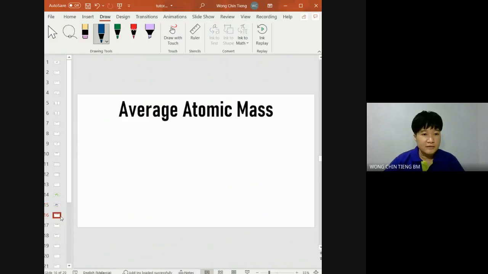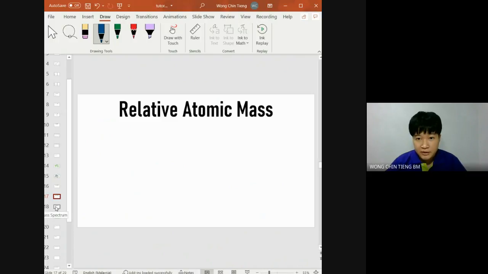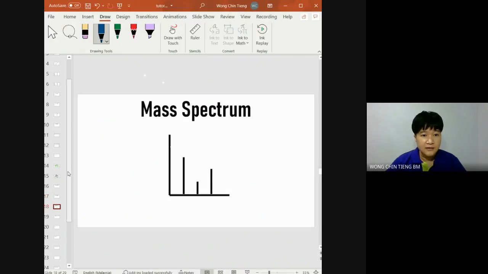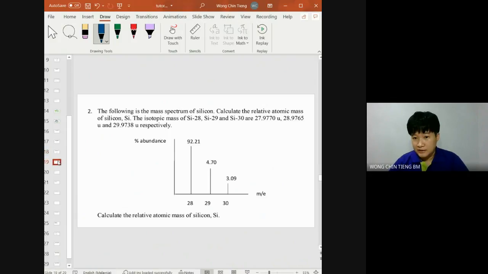Okay? So next, we have talked about average atomic mass yesterday, right? We have talked about average atomic mass and also relative atomic mass yesterday. Ada masalah dengan formula dia? Tak ada? Okay. Kalau tak ada masalah dengan formula, dengan mass spectrum, kita nak pergi kepada soalan terus hari ni, as I promised. Any question that you cannot do, or that you are not confident, that is the one that I want to discuss first.